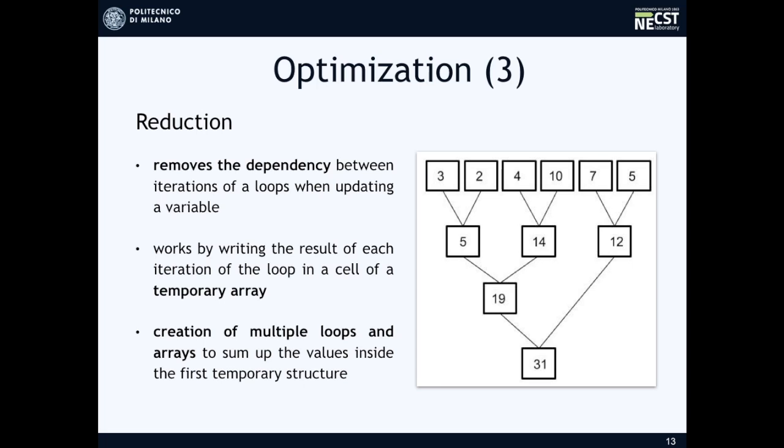This optimization allows us to remove the dependencies between iteration of a loop when updating the same variable, as it stores each intermediate result of the computation in a different cell of an array, and creates multiple temporary buffers where the values are summed up until the final result is obtained.